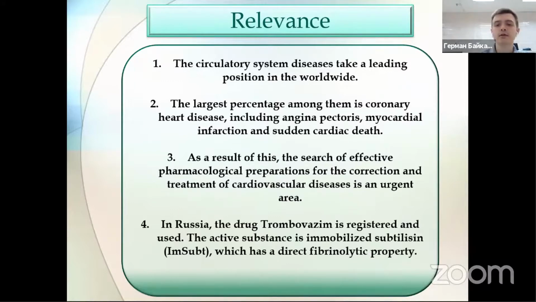In Russia, the drug Trombozim is registered and used. The active substance is immobilized subtilisin, which has a direct fibrinolytic property. In the instruction for medical use of the drug Trombozim, there is no information about its effect on the coronary blood flow. Since the drug is positioned for the treatment of cardiovascular diseases, we were interested in how the immobilized subtilisins affect the coronary blood flow.